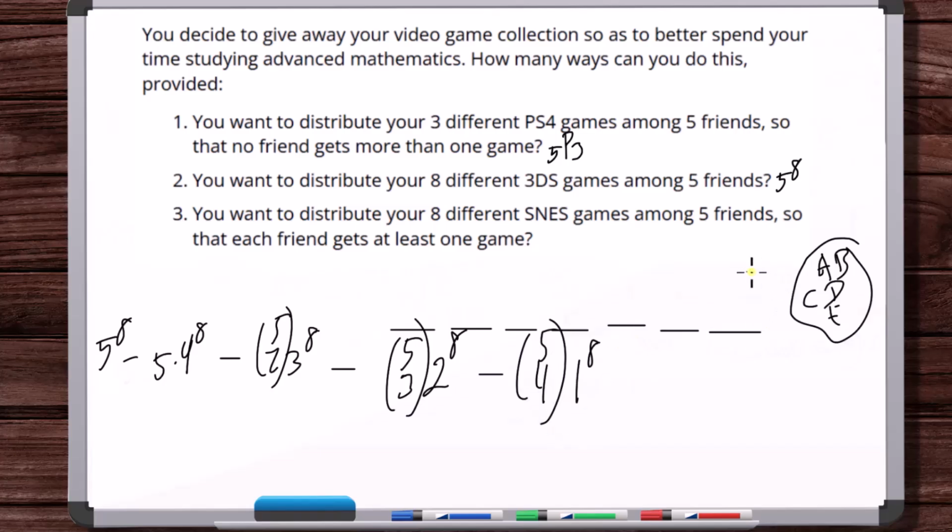That's counting the case where you give all 8 games to friend A, all 8 games to friend B, all 8 games to friend C, all 8 to D, all 8 to E. It's counting those 5 cases because 4 friends didn't get a game. But there's no case where 5 friends don't get a game, because then you don't distribute any games. So this is it. This is the answer.